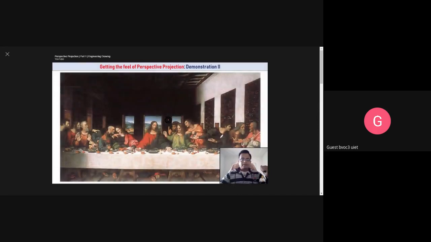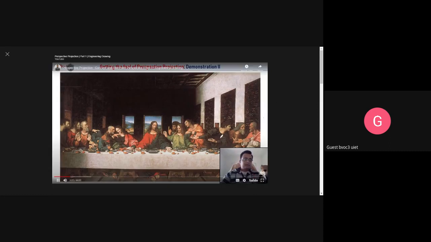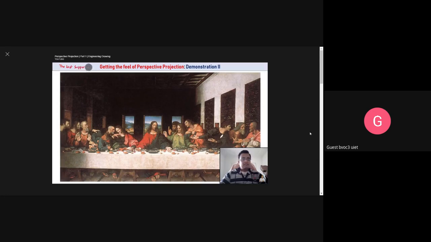Now, this over here is a very famous painting by a very famous man. The name of the painting is The Last Supper. And this was basically drawn, if I'm not wrong, 500 years back. It started in 1495 and it ended in 1498, by a very famous man, Leonardo da Vinci.